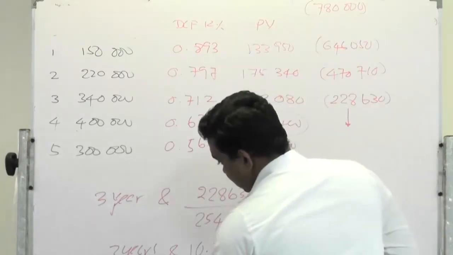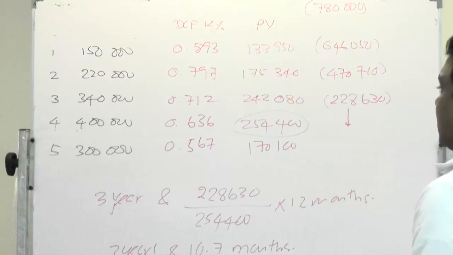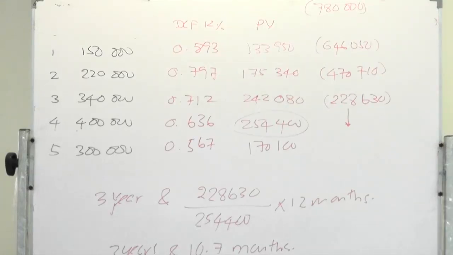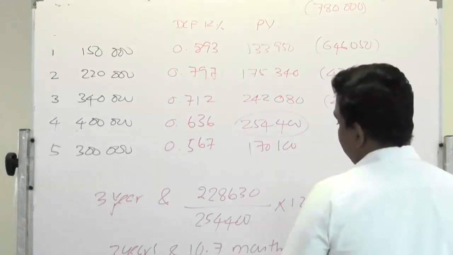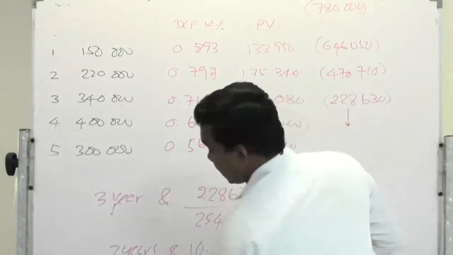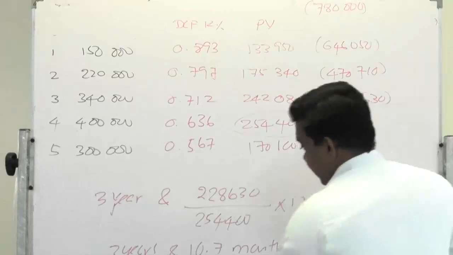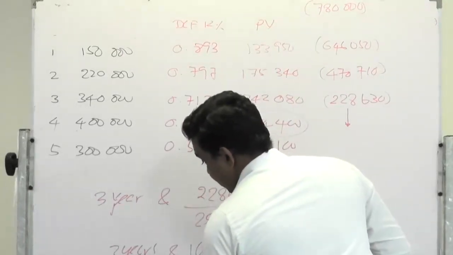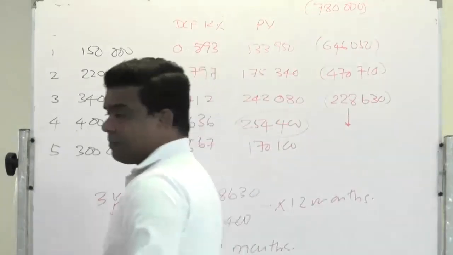You can see your answer. The question number 36 answer is B. 3 years and 11 months is the answer, right? 3 years and 11 months is the answer for question 36. The discounted payback period is 3 years and 11 months approximately. This is the answer for question 36. Now let's move into question 37.